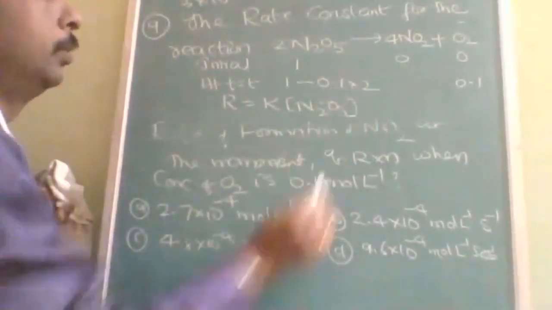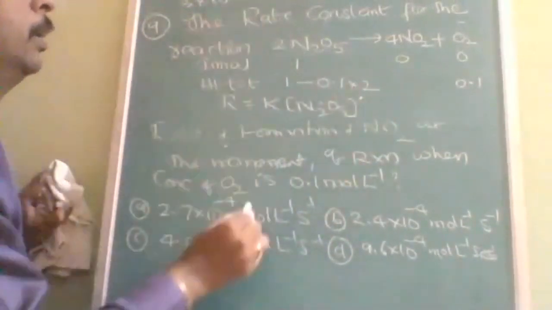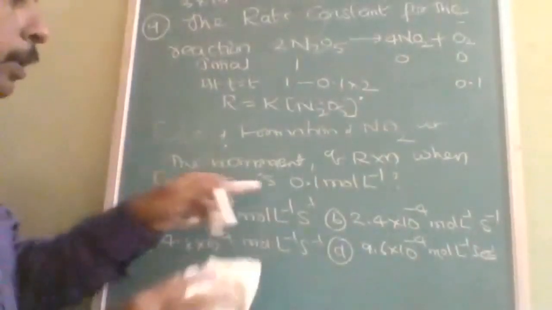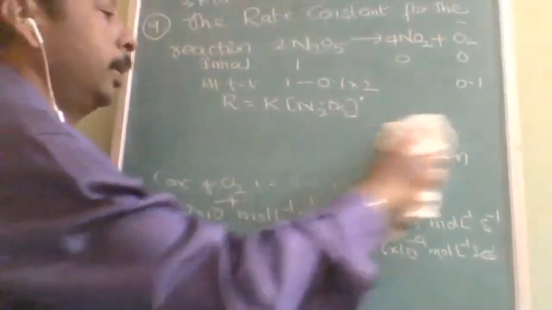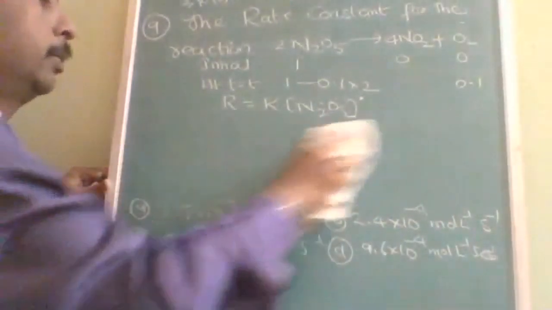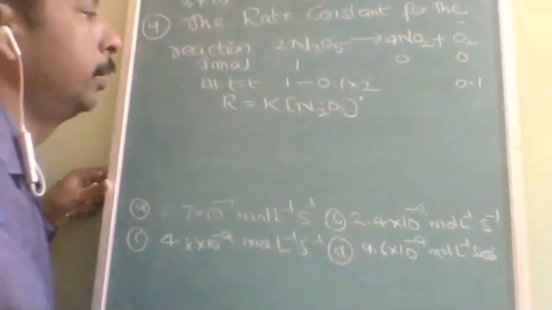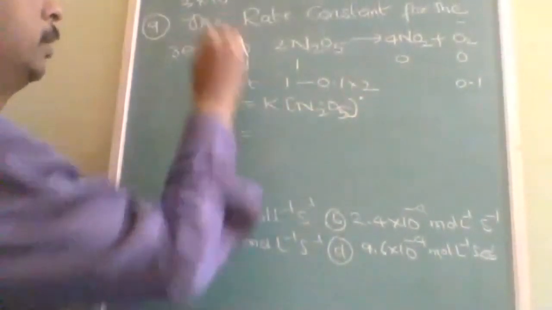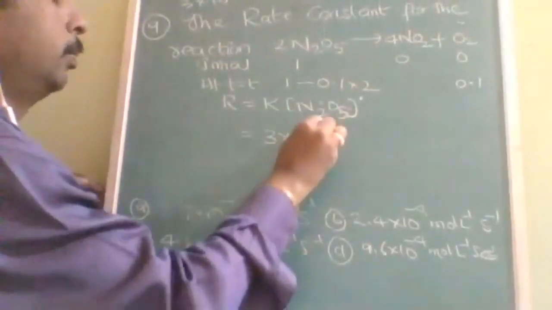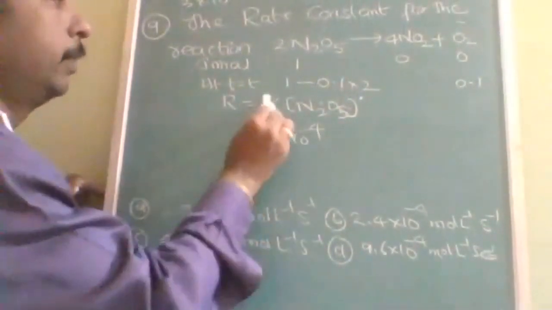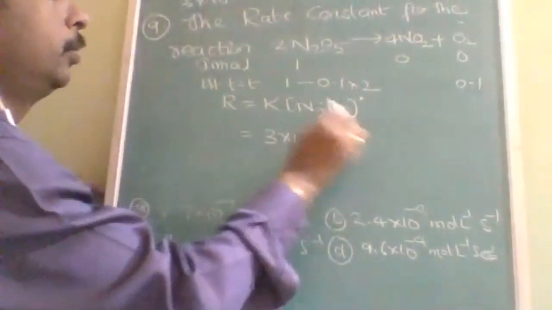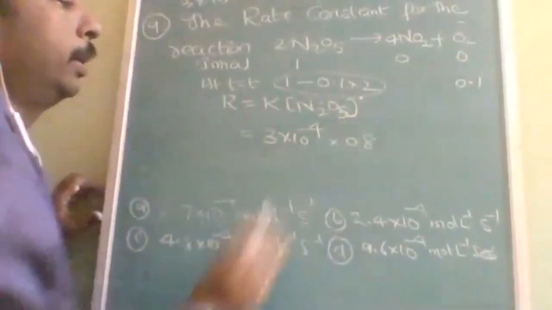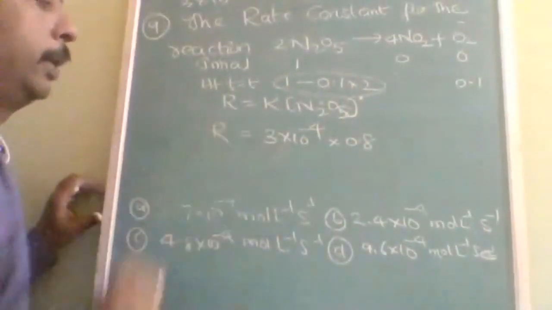And how did I come to know this is first order? With the units I could come to know. Is it understood? Now we have to find out not just the rate of reaction, that also you should remember, but the rate of appearance of NO2. So many things are combined. K value is 3 into 10 to the power of minus 4. N2O5 at this moment is 1 minus 0.2, 0.8. This is the rate of reaction.